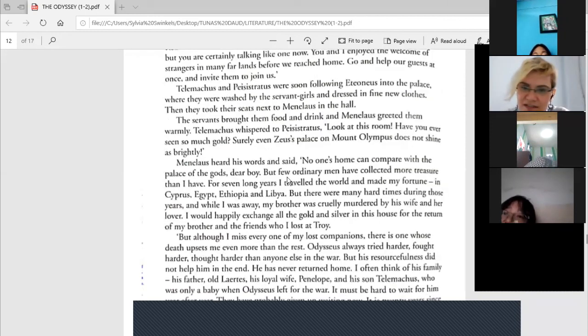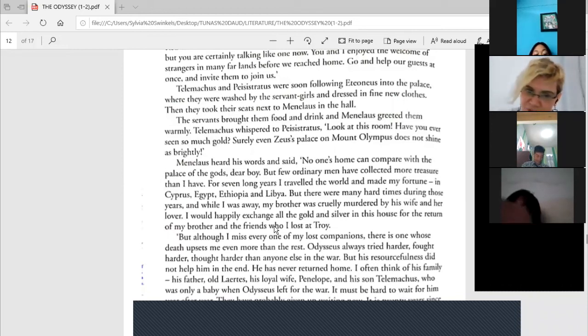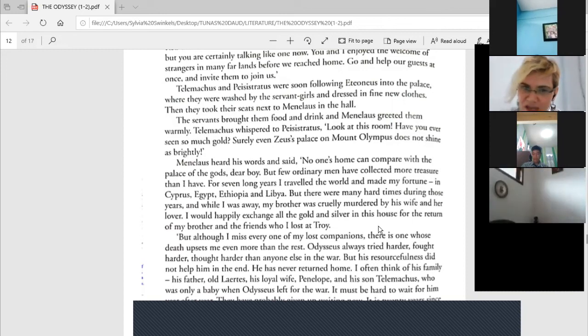Menelaus heard his words and said, "No one's home can compare with the palace of the gods, dear boy, but few ordinary men have collected more treasure than I have. For seven long years, I traveled the world and made my fortune in Cyprus, Egypt, Ethiopia, Libya. But there were many hard times during those years, and while I was away, my brother was cruelly murdered by his wife and her lover. I would happily exchange all the gold and silver in this house for the return of my brother and the friends who I lost at Troy."